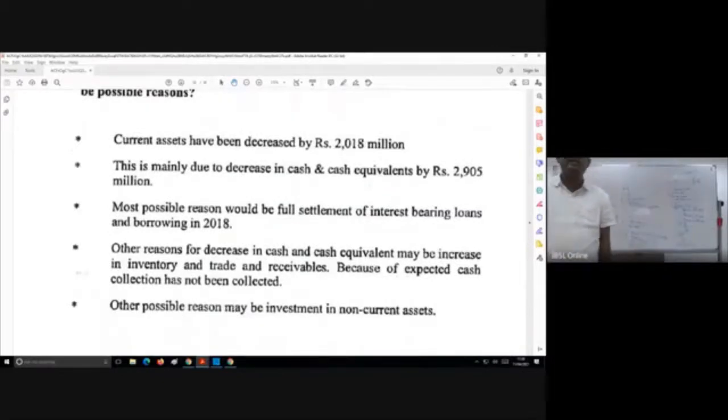Current assets have decreased by 2 billion. This is mainly due to a decrease in cash and cash equivalents. The most possible reason would be full settlement of interest bearing loans. Other reasons for the decrease in cash and cash equivalents may be an increase in inventory and trade receivables, because expected cash collection has not been collected. That is regarding the trade receivables. Another possible reason may be investment in non-current assets. Right? Some part has gone there, some part has come down.